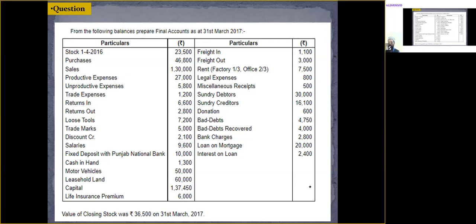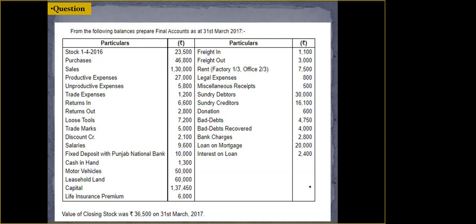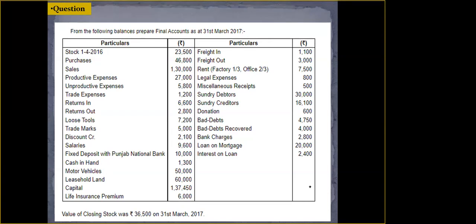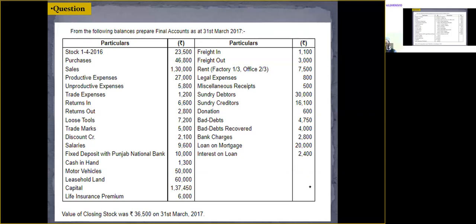Then Hamad, sundry creditors. Answer quickly, please. Sir, sundry creditor should be recorded in which account, which statement? Sundry creditors. It will be in balance sheet on the debit side. I mean that liability. Yes, sundry creditors are liability, therefore in the liability side of the balance sheet, 16,100.